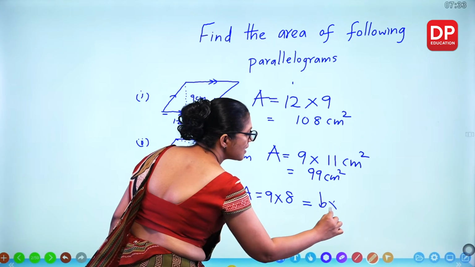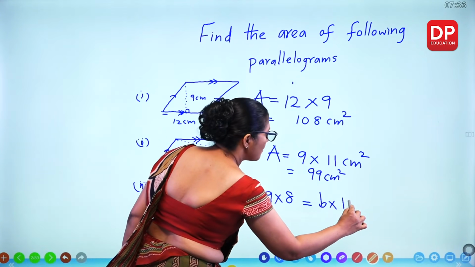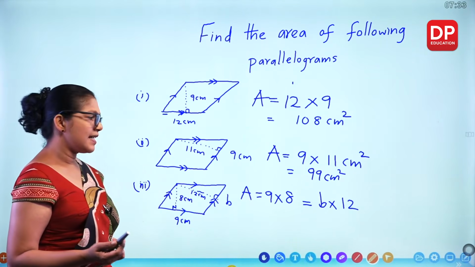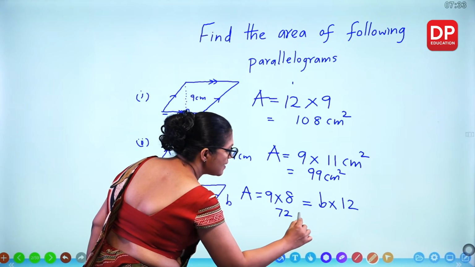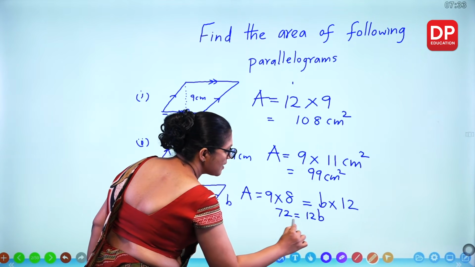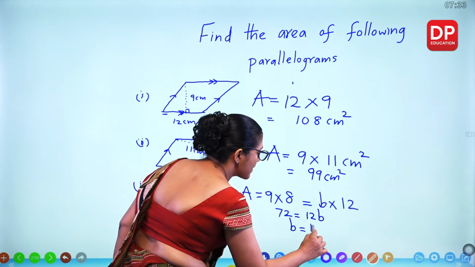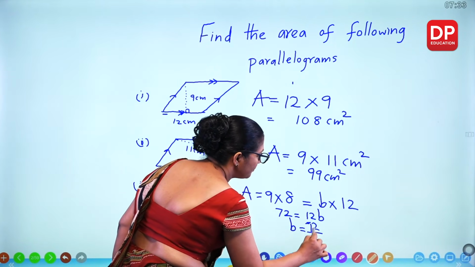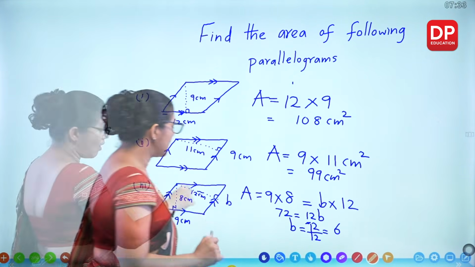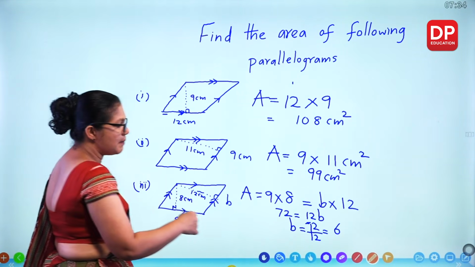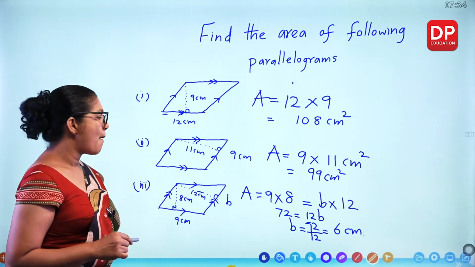B times the perpendicular height or altitude, which is 12. Now we get an equation, we can find B. 9 times 8 is 72, equal to 12B. So what's the B value? Divide both sides by 12, you get 6. What's the unit? All these units are in centimeters, so take centimeters as the length of B.